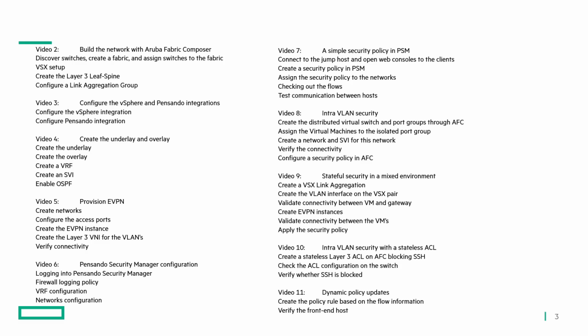Then in video 9, I'm going to show you some stateful security in a mixed environment where you have 10K switches and non-10K switches, and you want to protect traffic that is going into the 10K switch. That's going to happen in video 9. In video 10, with the 10K we have stateful security, but because we're operating on switches, we can still have stateless ACLs being configured and pushed to the switches. That's also something that we can do on AFC, so I'm going to show you that in video 10.